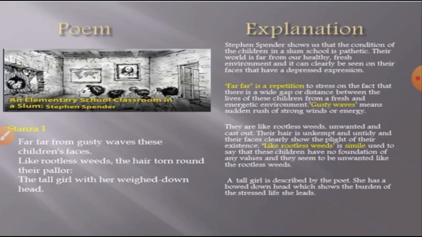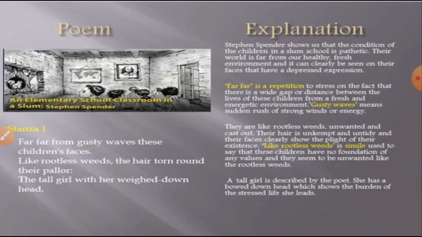वहाँ से नहीं है. तो अपने पहला metaphor और symbol एक साथ देखा, gusty waves. See that one, far, far is a repetition, right? Far is repeated to stress on the fact that there is a wide gap or distance between the lives of these children from a fresh and energetic environment. Gusty waves I have already explained.